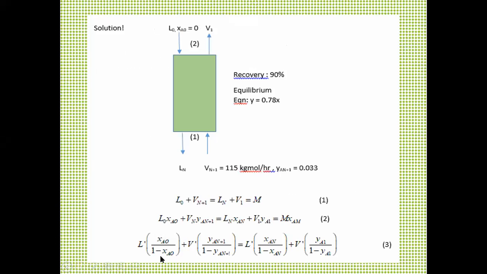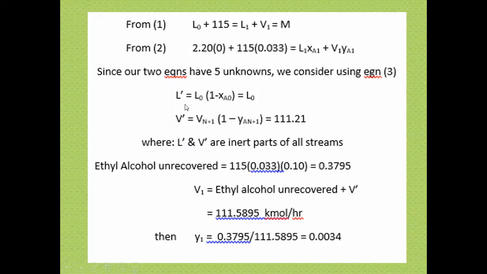This third equation, because we have everything in here unknown. So we will do that in here. Before we can use equation 3, we need to determine the inert part of our phases. For our solvent, the inert part would simply be the L0 itself because it doesn't contain anything other than the solvent itself. So it's pure solvent.